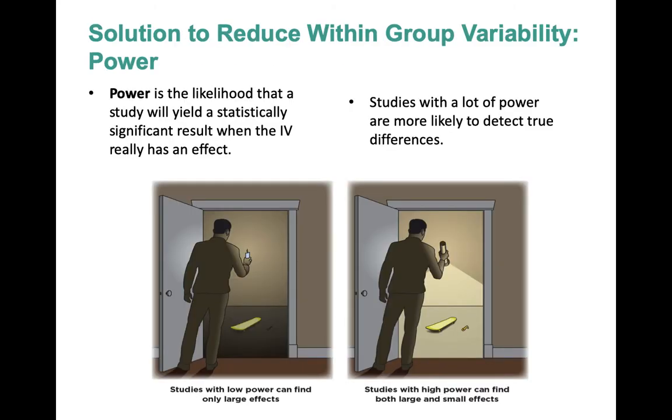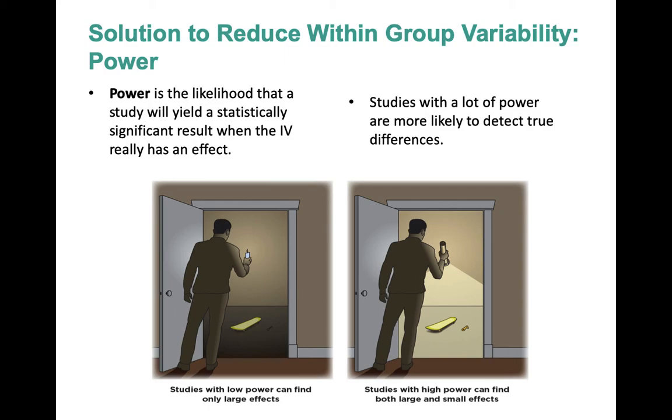So how do we reduce within group variability? Really, it's about statistical power. So we can think of studies with a higher number of participants, studies that have a strong manipulation, studies that control for individual differences. These are all things that produce statistical power. By power, we're just talking about the likelihood that a study will yield a statistically significant result when the independent variable really has an effect.